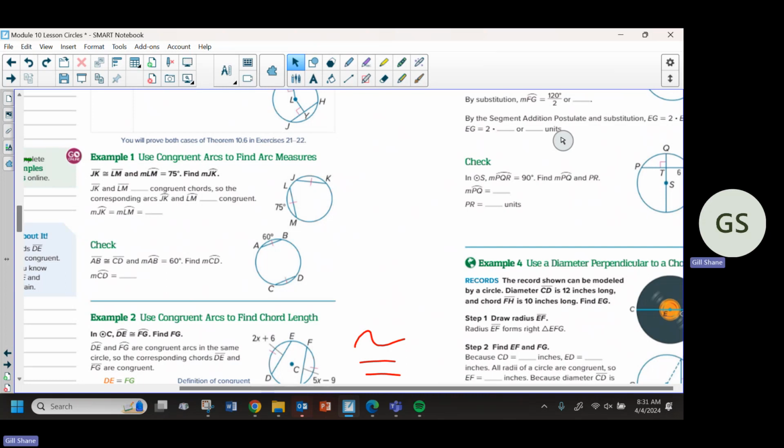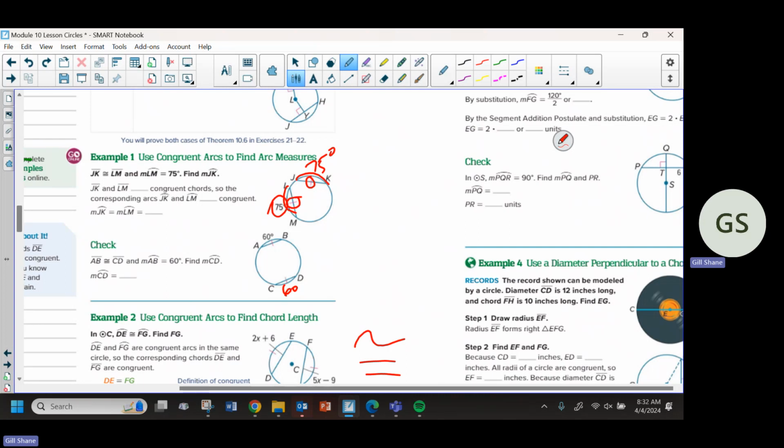All right, so again, example 1, pretty self-explanatory. If I know, and they do actually give you the marks, I didn't even notice that, if I know those two line segments are the same, I know the arcs are the same. So if that's 75 degrees, that's 75 degrees. That's all there was to that. No math even involved, just you had to understand the concept. Same thing down here. If I know that those two chords are congruent, then the two arcs are congruent. So if that's a 60-degree arc, that's a 60-degree arc on the bottom.